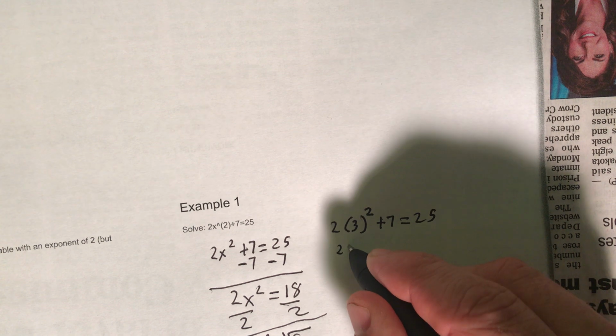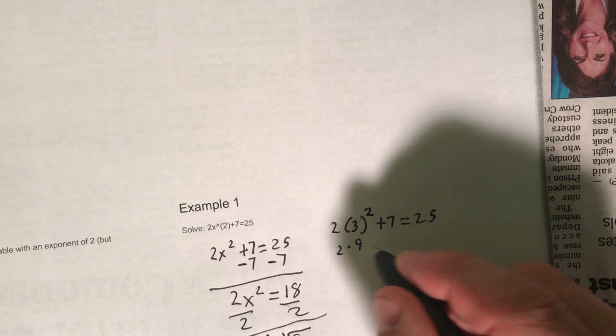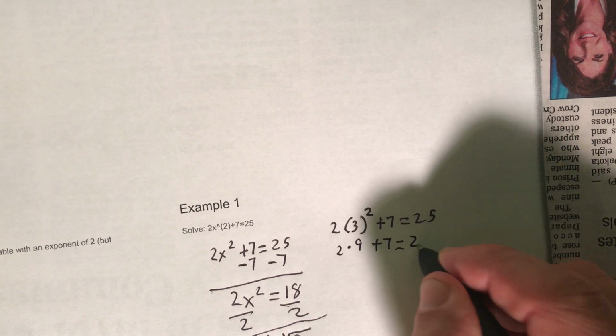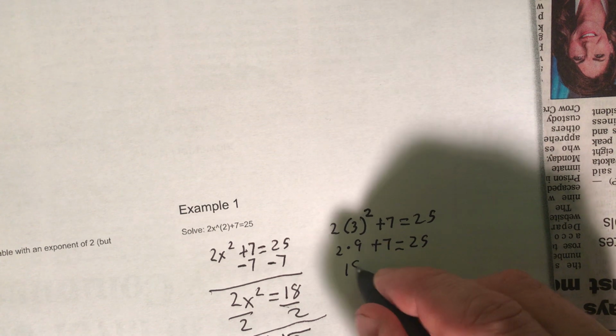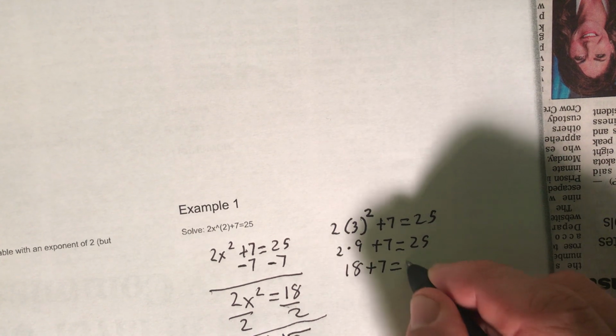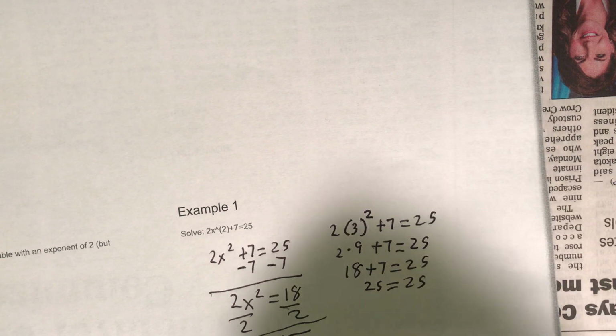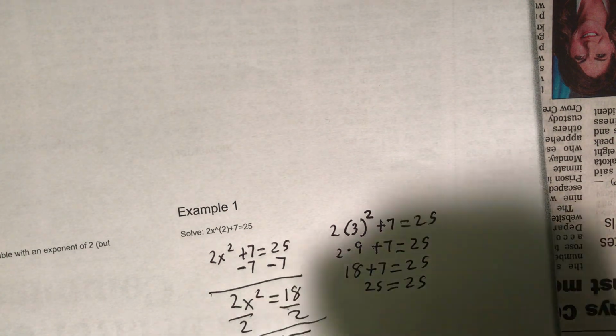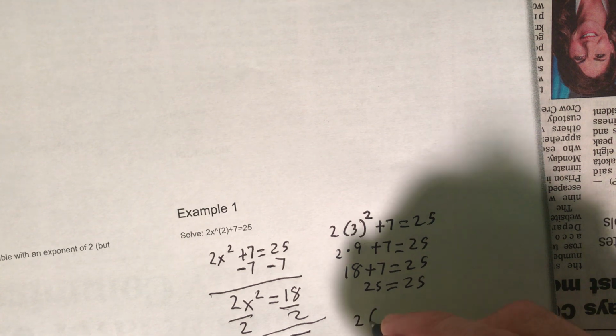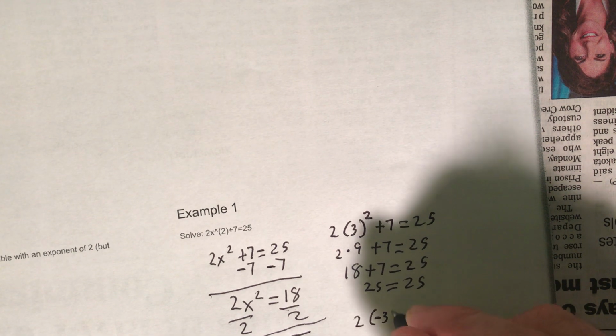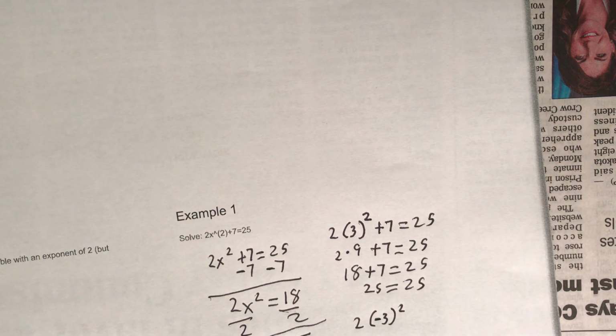So we got 2, 3 to the second would be 9, plus 7 equals 25. That would be 18. 18 plus 7 equals 25, and that is correct. That would equal 25. So, positive 3 did work. How about if we do a negative? Now, this is why I wanted the parentheses, and this is why I really wanted to do this problem with you.